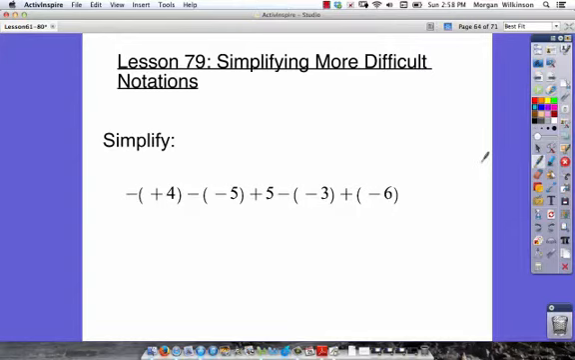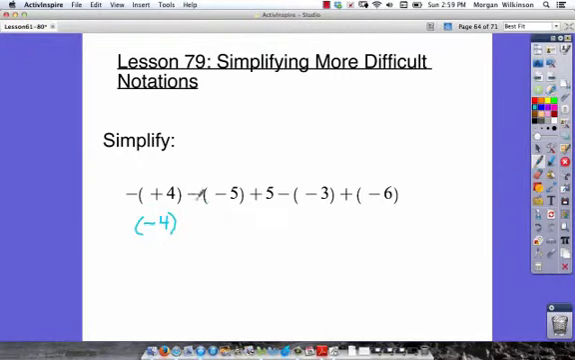Lesson 79 is about simplifying more difficult notations. And the first problem here says to simplify. Now what we're going to do with all this information is we're going to simplify, and we're going to do this problem by adding everything. So the first thing we need to do is work from left to right because we only have addition and subtraction. And we're going to say negative, positive 4. That means the opposite of positive 4, that must be a negative 4.